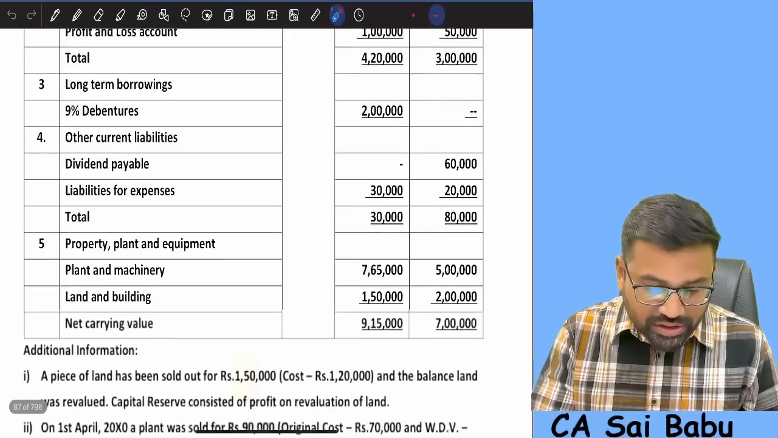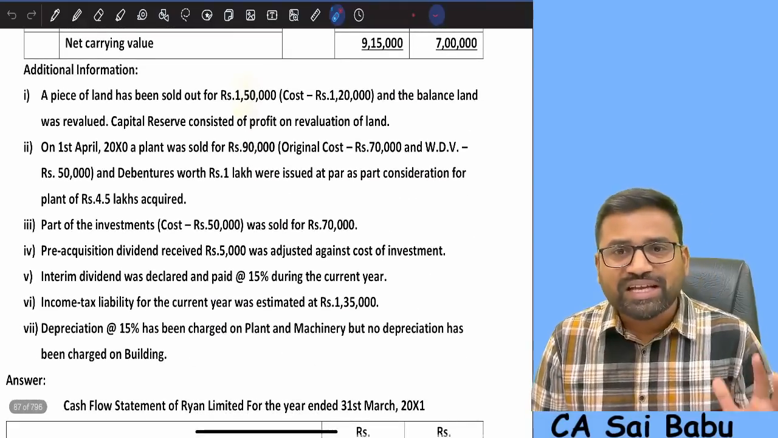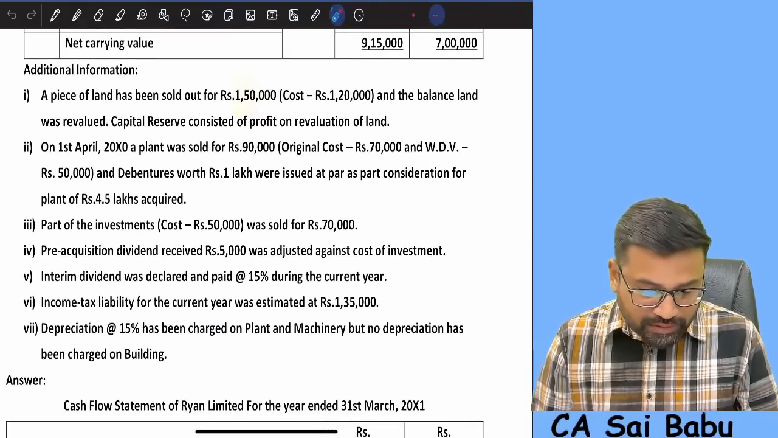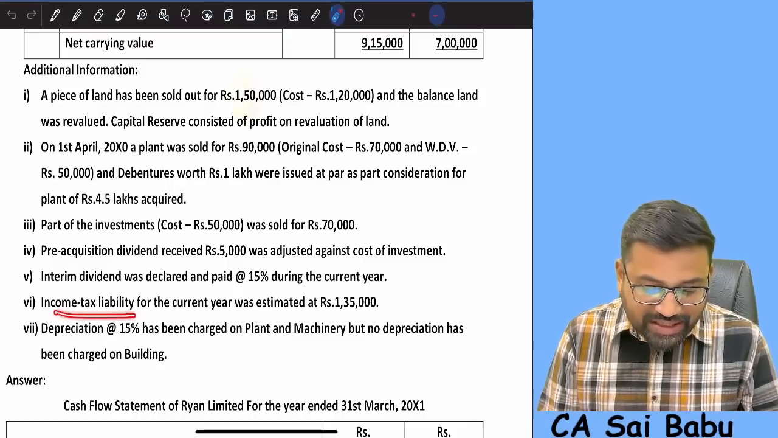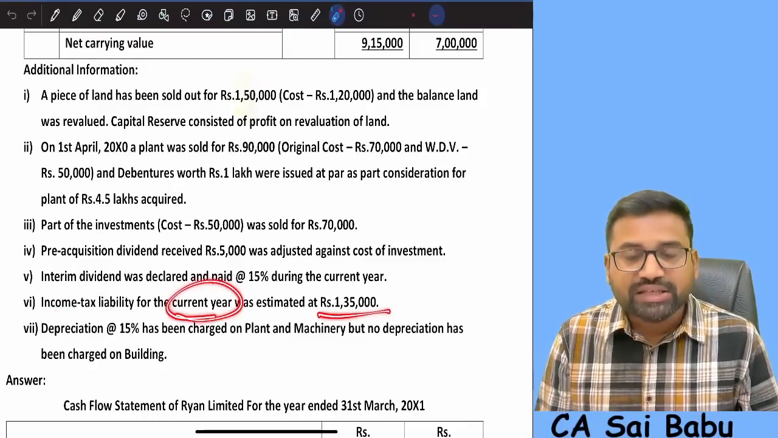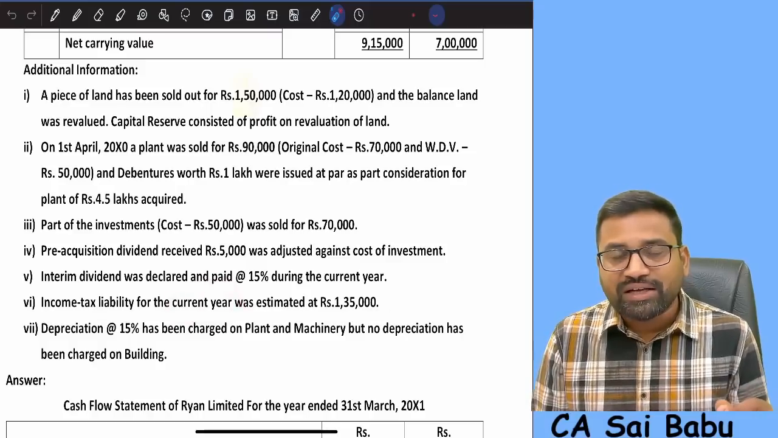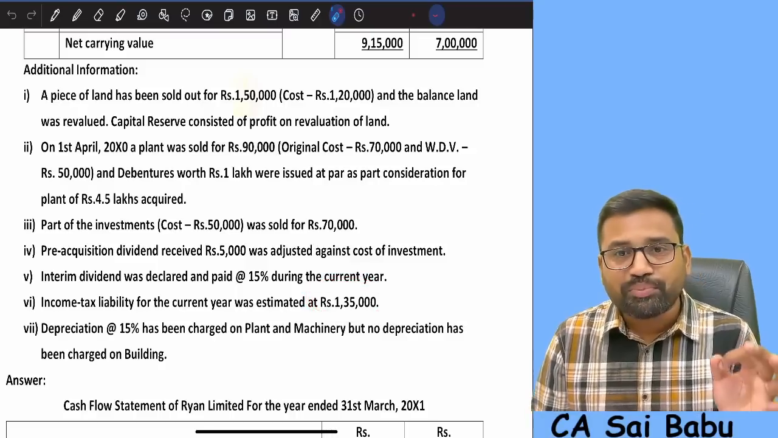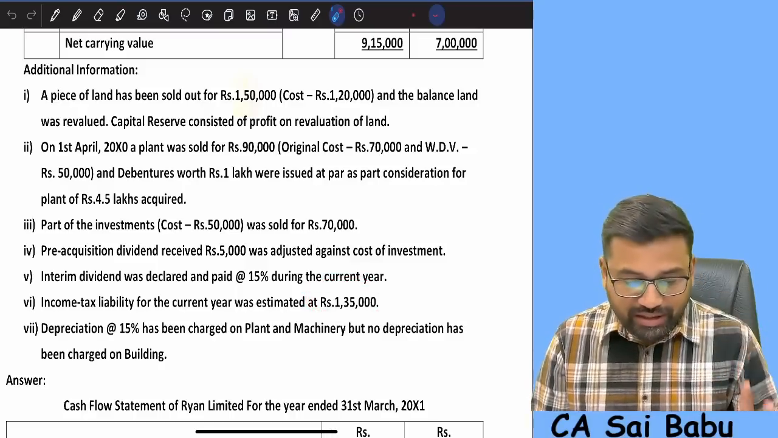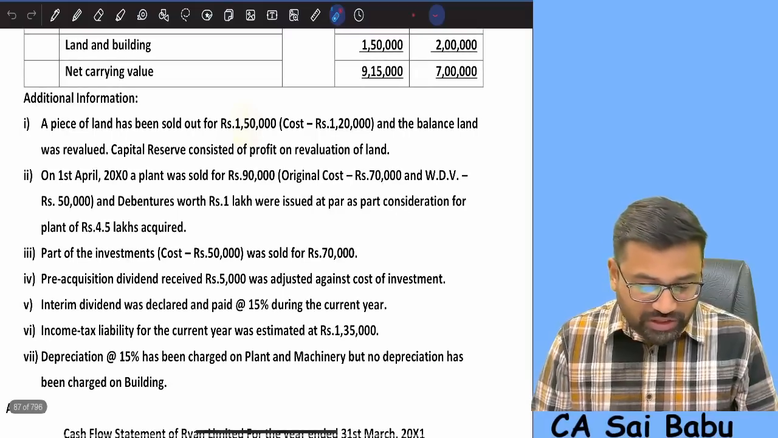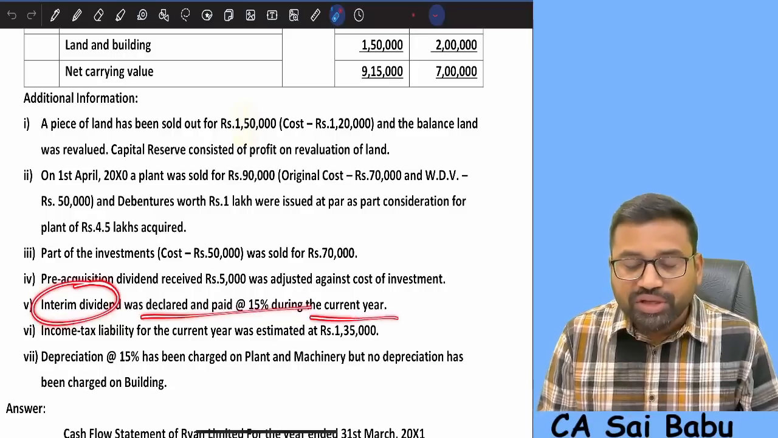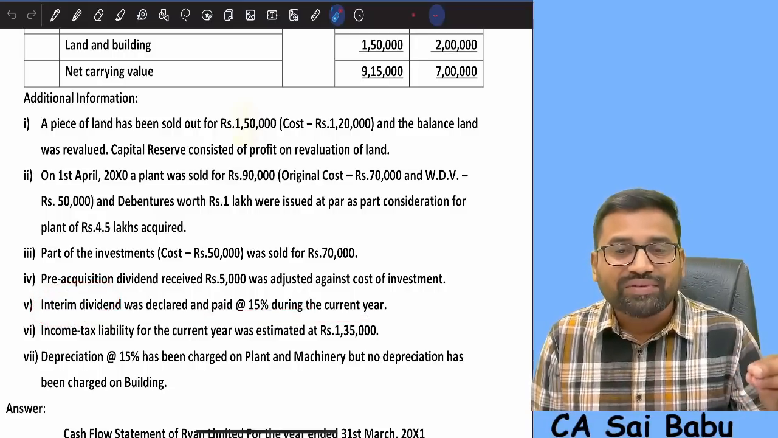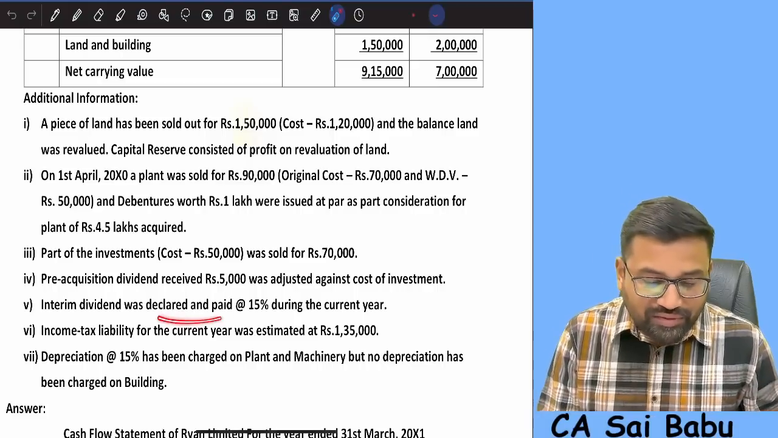So ignore. Next, provision for tax. Any provision for tax happened from the current year profits? If you look at the additional information, 6th point, they have given income tax liability for the current year, 1,35,000. That means this liability of the current year, provision is created from the current year profits obviously. So 1,35,000 is an appropriation happened from current year net profit. So add back to that difference 50,000. And also you see 5th point, interim dividend was declared and paid during the year. So obviously dividend is declared from the current year profits. So this is also one of the appropriations.